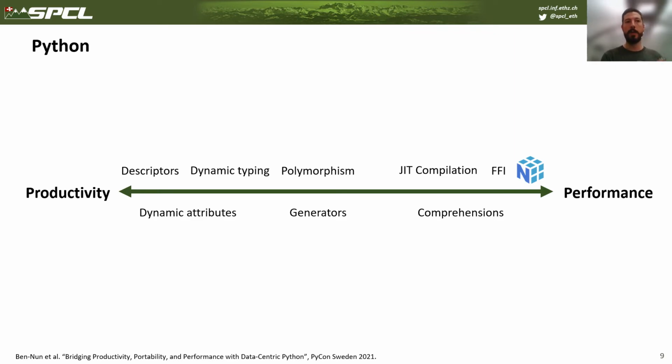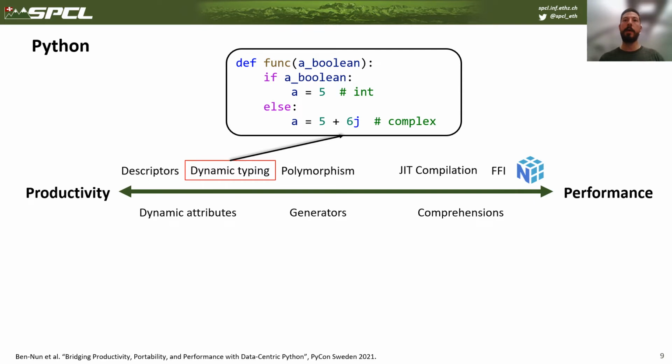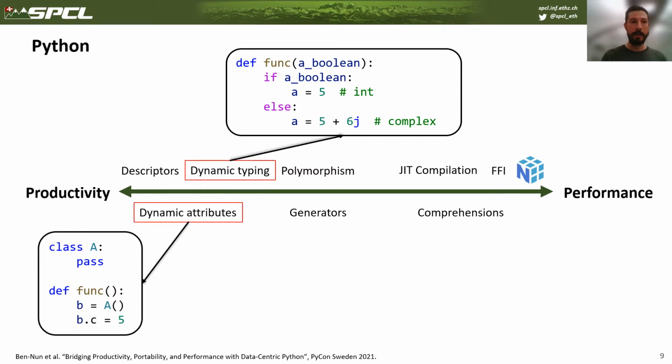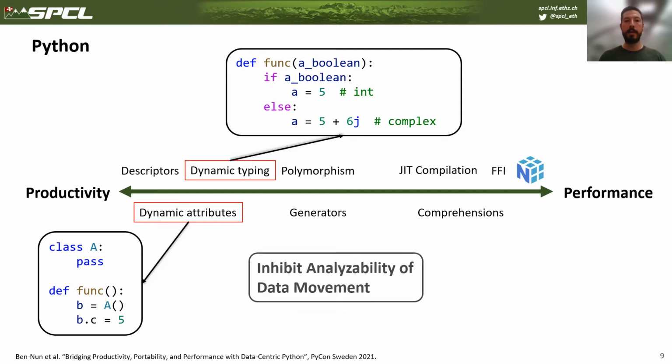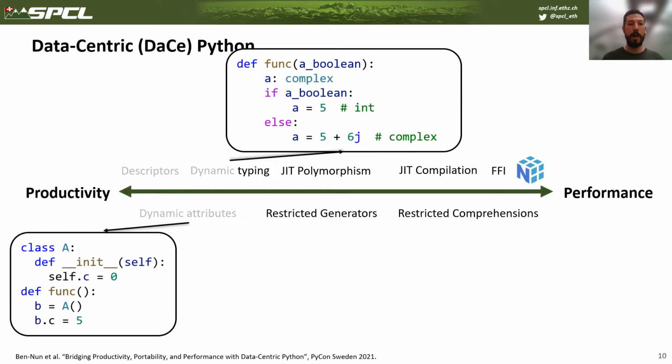Now, we study these features and check which of those inhibit program analyzability. For example, when we use dynamic typing, we can write code such as the one that you can see on the screen, where the type of values can only be inferred during runtime. Or with dynamic attributes, we can define a class, and then we can essentially inject new attributes to objects of this class during runtime. Such code is not statically analyzable and makes performance engineering hard. Therefore, we want to constrain such features. So, for example, maybe we want to ask the user to provide type annotations, or maybe we want to disallow dynamic attributes completely. And this allows us to analyze the data movement.